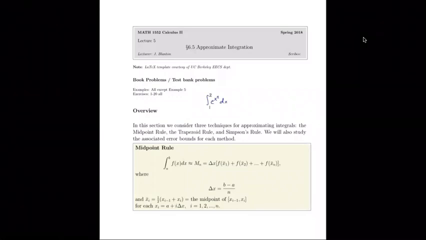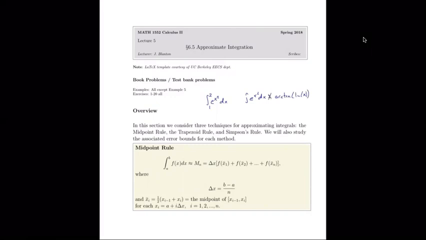It might have been pointed out in a Calc 1 class, but if not, I'll point it out here: this e to the x squared function does not have a closed form antiderivative. In other words, there's no function, like arctangent or natural log of x or something like that, that we can write down without infinitely many terms, that is the antiderivative of e to the x squared.